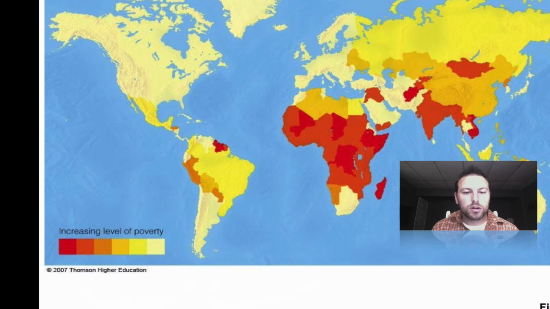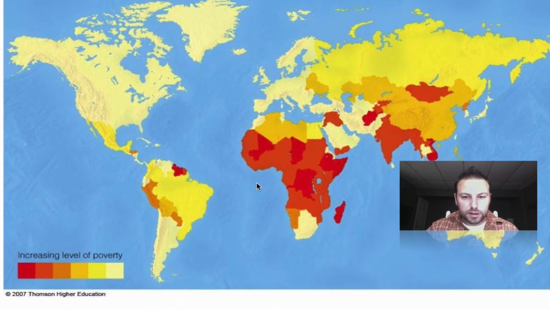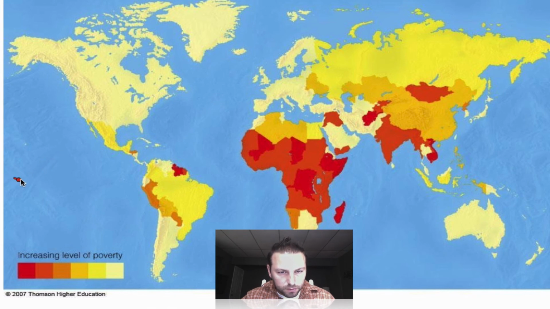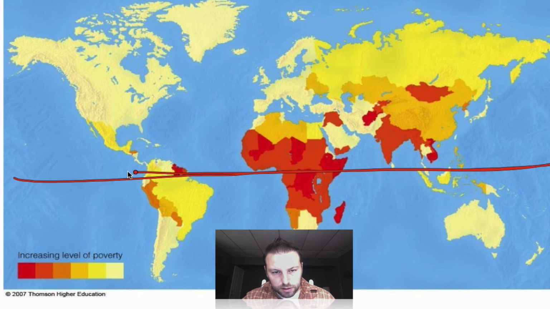Let's just take a closer look at it. We can also see increasing levels of poverty. If we draw in our equator right around here, this is our equator, and you can see that most of it is tied right near the equator. What ends up happening here is it's really luck. Maybe the lands aren't as fertile, or the weather conditions in these areas make it a little bit tougher to live.